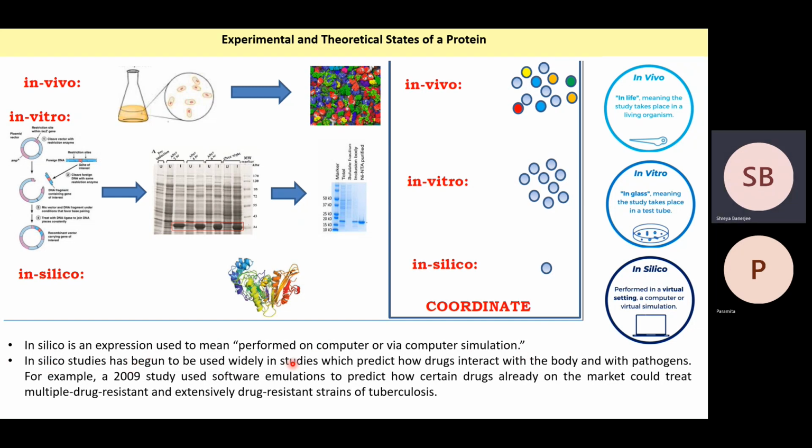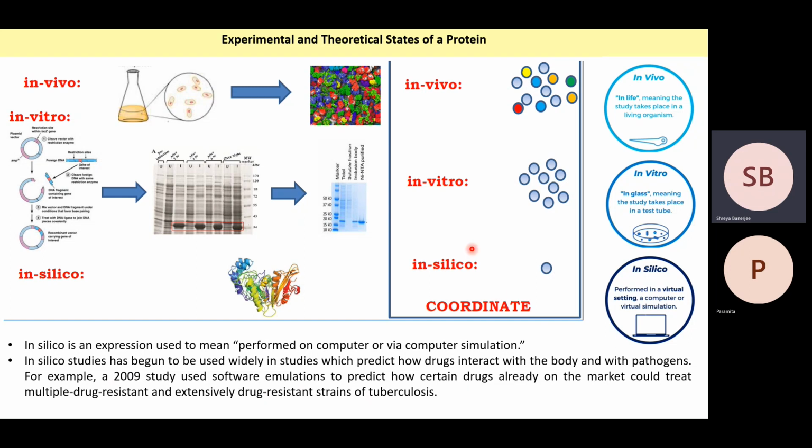In silico studies have been widely used to predict how drugs interact with the body and with pathogens. For example, a 2009 study used software emulations to predict how certain drugs already on the market could treat multiple drug-resistant and extensively drug-resistant strains of tuberculosis.